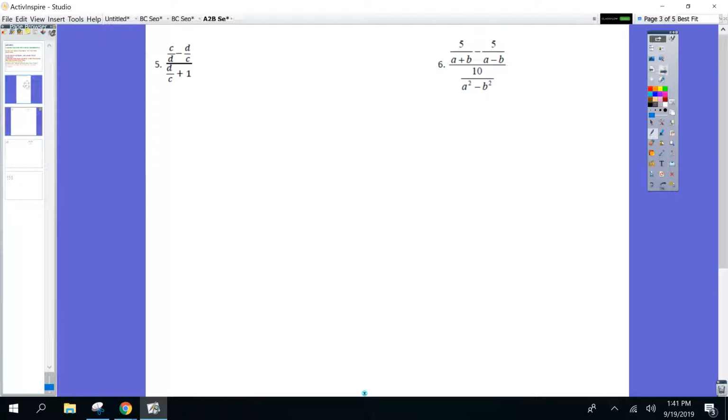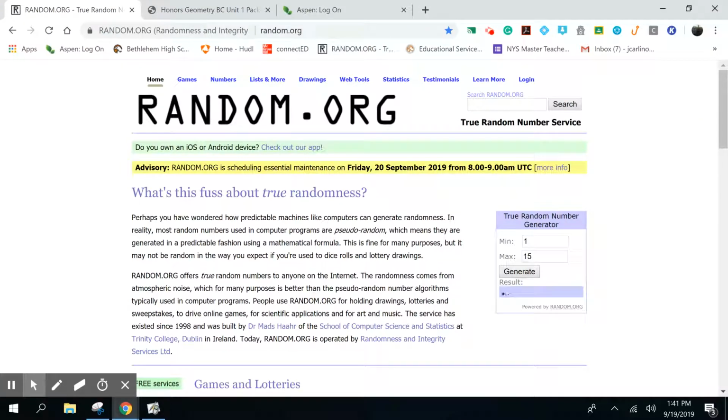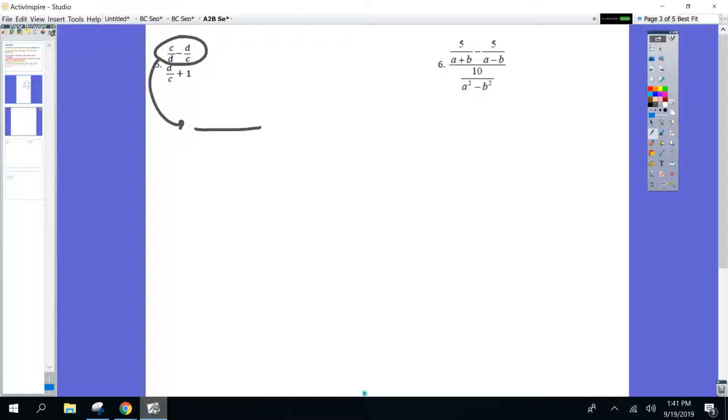Before I divide, do I have to work on the numerator, denominator, or both? Both, yep. All right, so let's work on the numerator. C minus D over D minus C. What is your common denominator for those two? 11, common denominator. What's in the denominator?